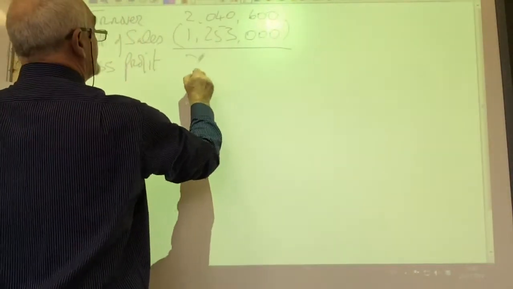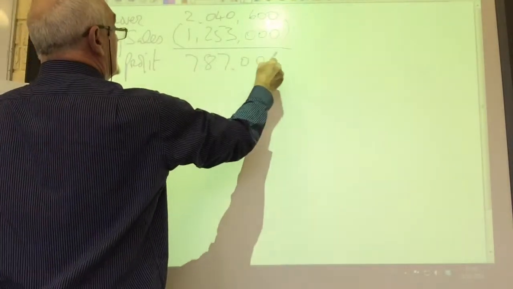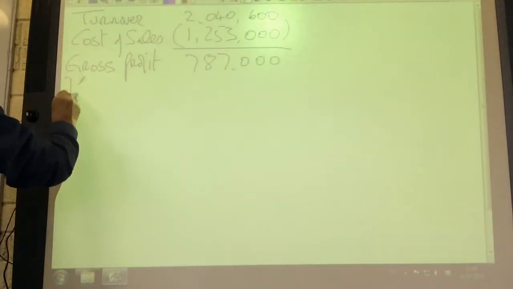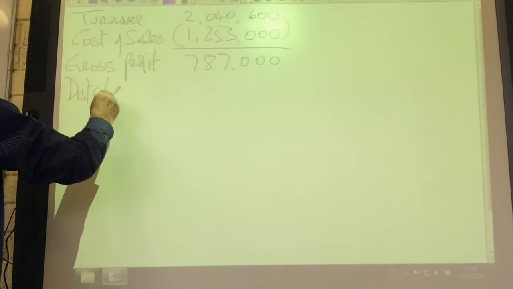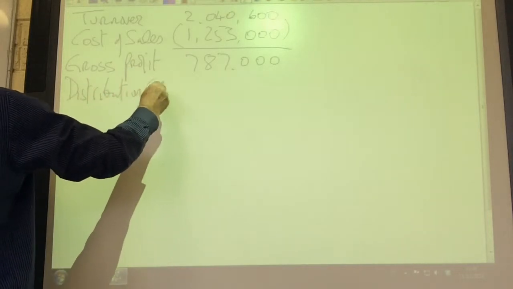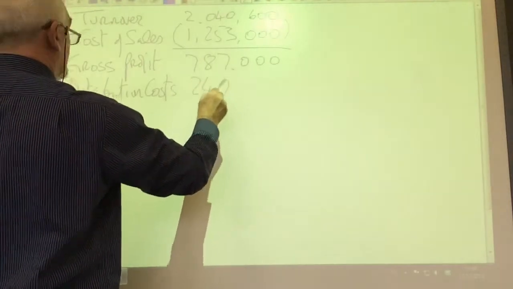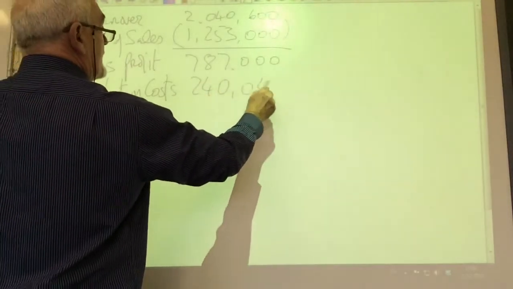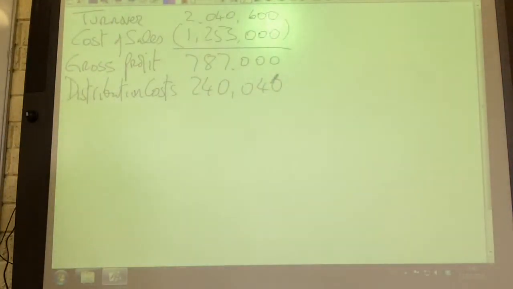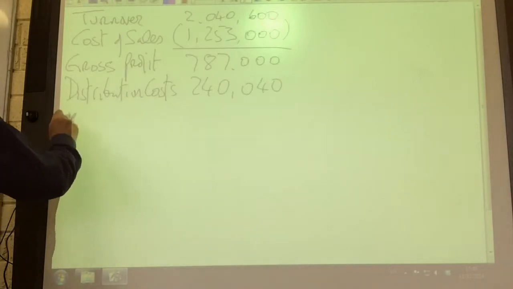Of 787,000, from which we subtract our distribution costs, $240,040. Our distribution costs, remember, were the 194 from the trial balance, the depreciation on buildings, that portion, and the depreciation of delivery vans. And then we took off our administration expenses.